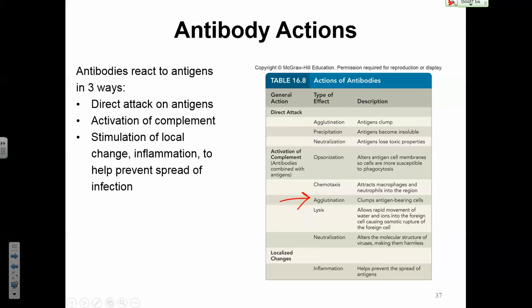Sometimes just the presence of the antigen bound to the antibody, or the antibody bound on the antigen, attracts phagocytes to the area, so they'll engulf it. Sometimes it causes the cell membrane of the pathogen that the antigens are on to open up, and so the cell loses water, so it bursts.